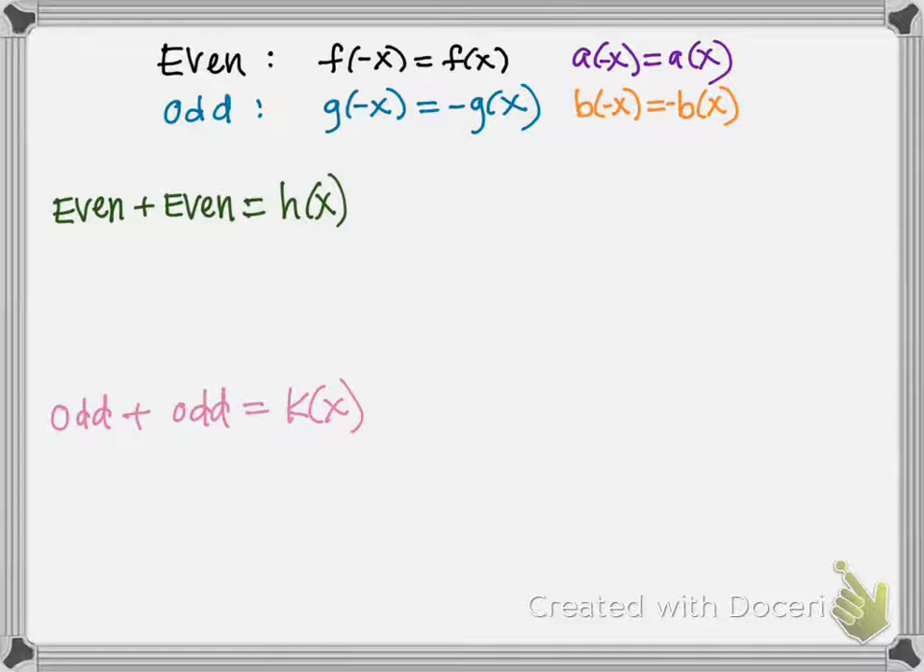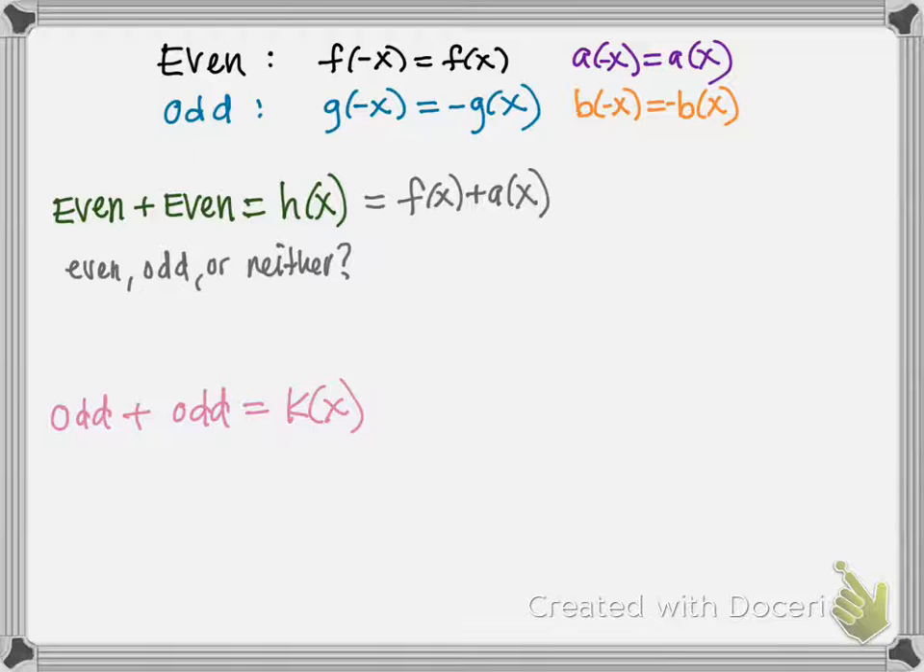So the first question is, if you add two even functions together, which we'll call h of x, when you add them together, is your answer even, odd, or neither? So let's add two even functions. The even functions are here in black and in purple. So if I add f of x plus a of x, is my answer even, odd, or neither?